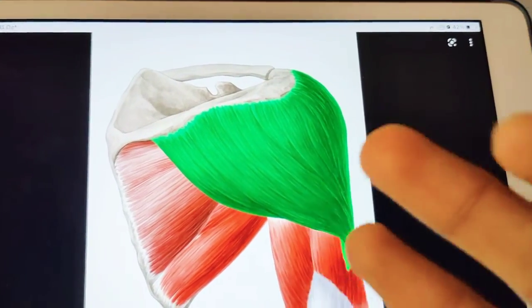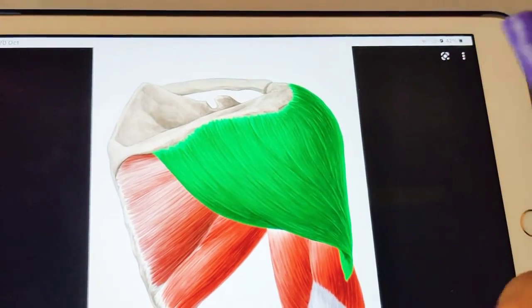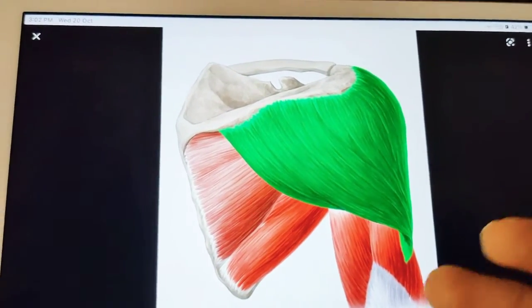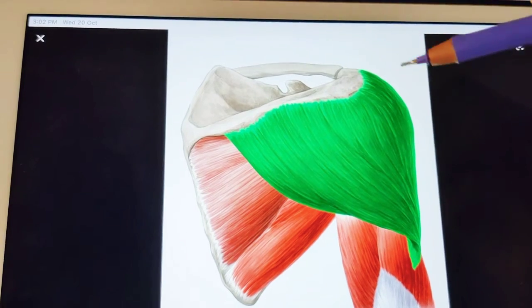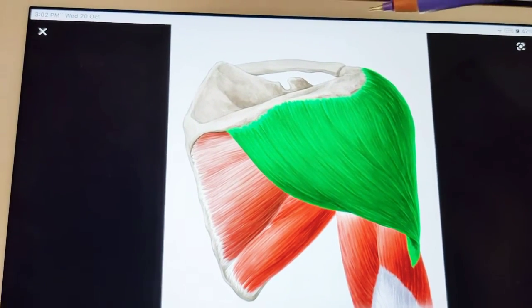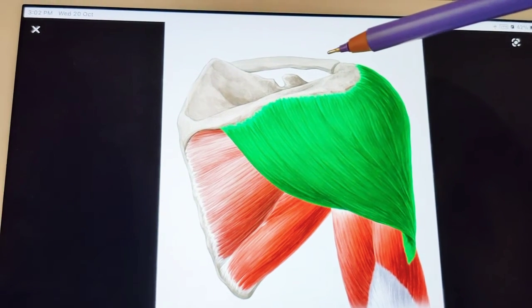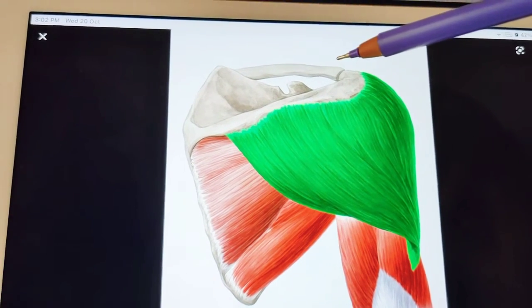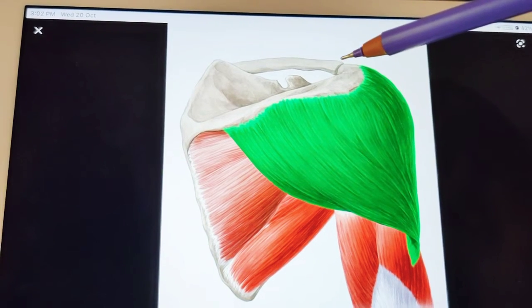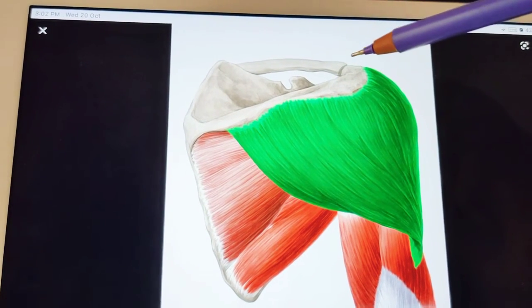These three parts in turn have three origins. Mainly, the origin of the anterior unipinnate part is from the lateral 1/3 of the clavicle. This is the clavicle, and this is its lateral 1/3. So from the lateral 1/3 of the clavicle, it gets the anterior border origin.